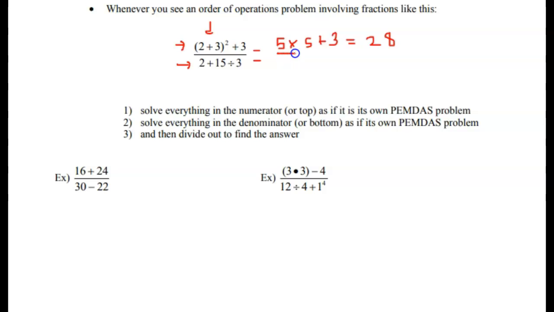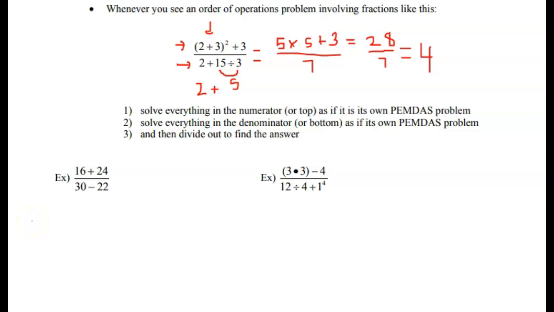All right? Then in the denominator, I got to do my division first. So I take 15 divided by 3, which is 5. And then I take 2 plus 5, right? 2 plus 5 is 7. Okay, so I know that this is 28 over 7. Well, 28 divided by 7 is just 4. That is how I'm going to handle it.